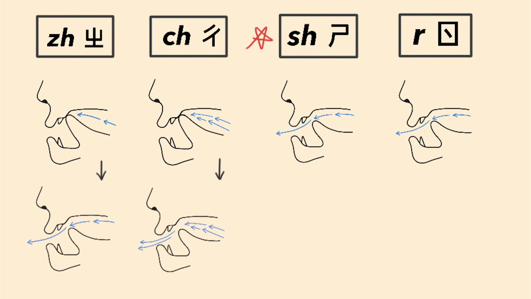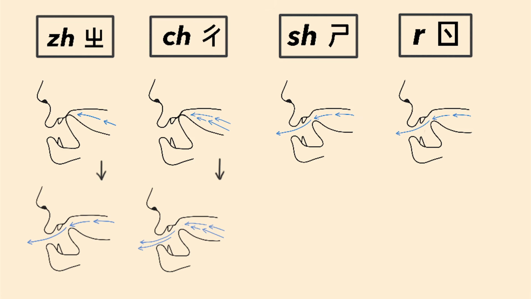But when pronouncing 诗 and 日, you don't have to block the air. You just curl your tongue and make it close to that position, and then let the air go through your mouth. The difference between 诗 and 日 is that 日 is a voiced sound, which means you have to vibrate your vocal cords to make the 日 sound. So when pronouncing 日, your vocal cords should vibrate stronger.